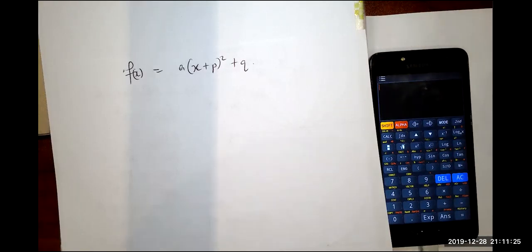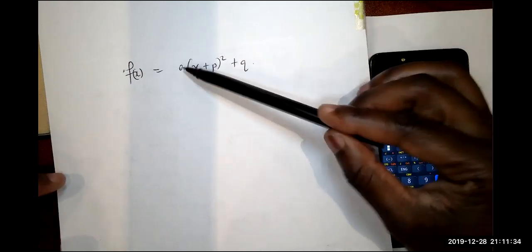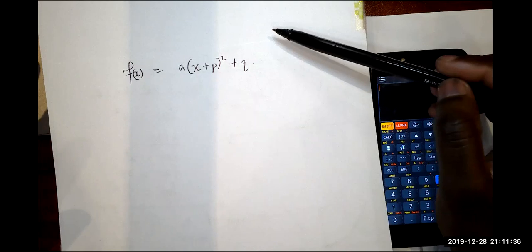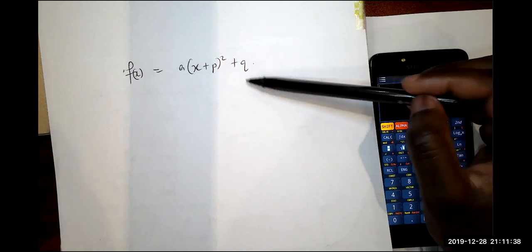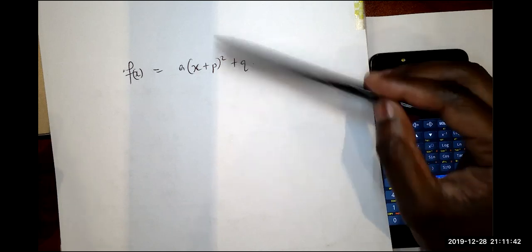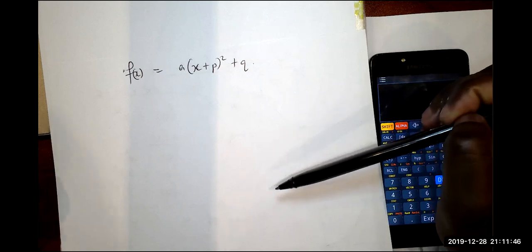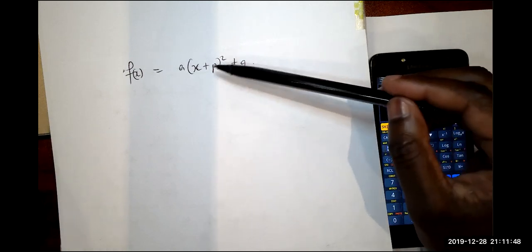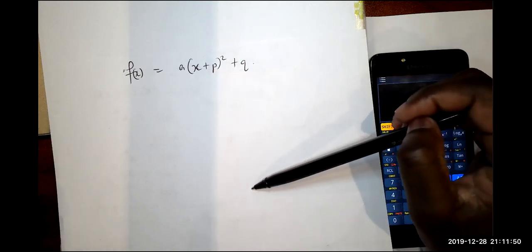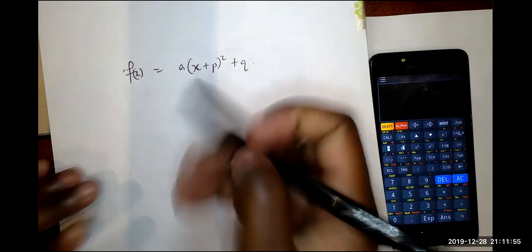Now, what's happening now? Let's see what we need to worry about here first. We spoke about the A. We are done with the A. Now, let's see the Q. We spoke about the Q. We are done with Q because we know that it is causing a vertical shift. A, the sign will determine whether it's smiling or sad. Now, the P is a new thing here. What does the P do?